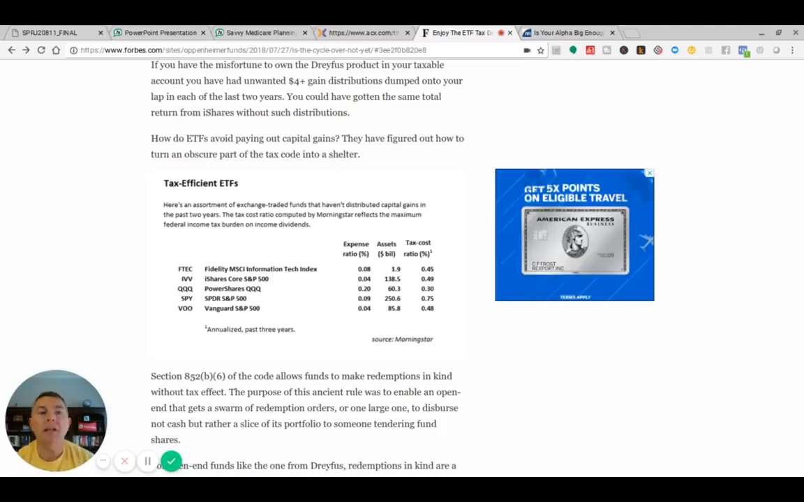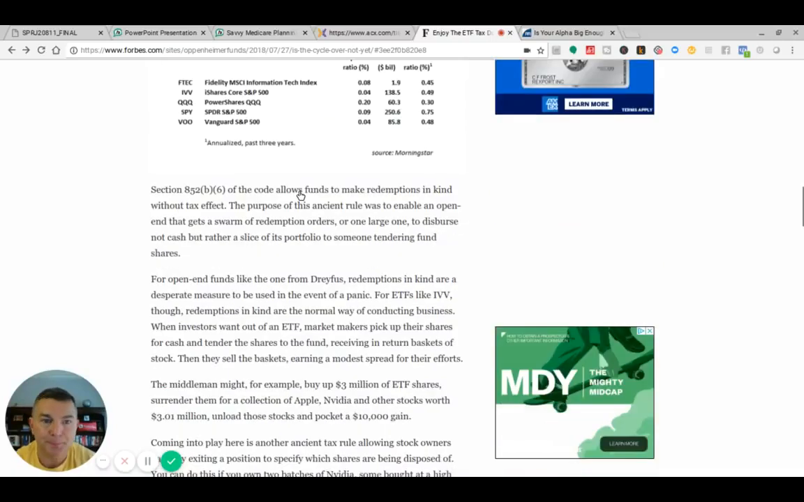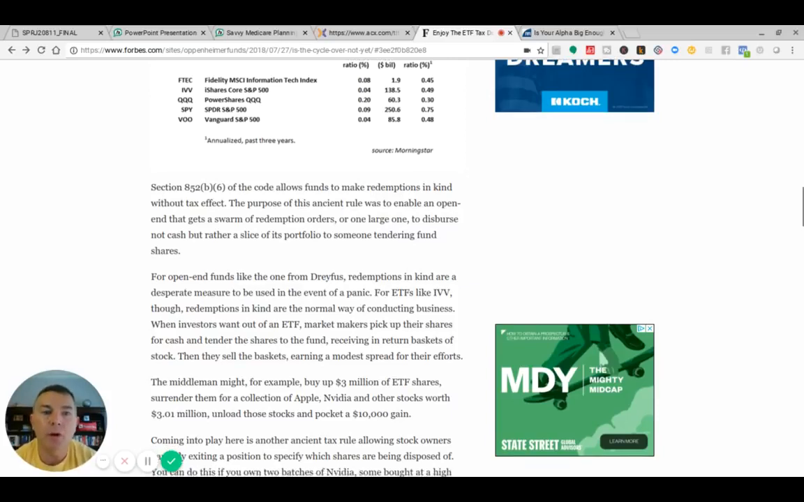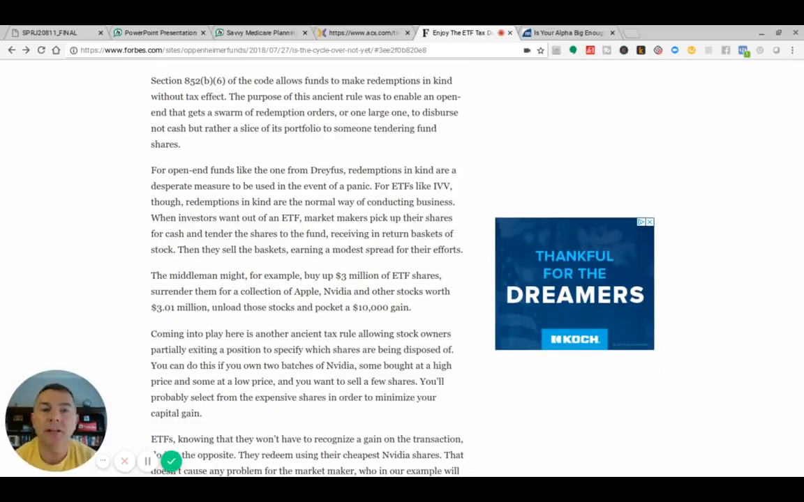How do ETFs avoid paying out capital gains? They have figured out an obscure part of the tax code into a shelter. Section 852(b)(6). We're going to quiz you on that. The code allows funds to make redemptions in kind without tax effect. The purpose of this ancient rule is to enable an open end that gets a swarm of redemption orders at once to disperse not cash, but a slice of the portfolio to someone tendering shares. For open-end funds like Dreyfus, redemptions in kind are a desperate measure to be used in the event of panic. For ETFs, though, redemptions in kind are the normal way of conducting business.